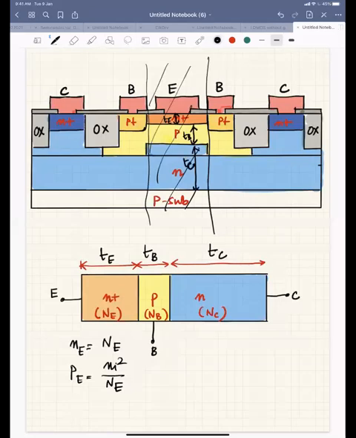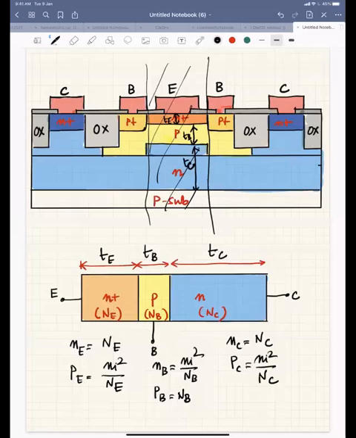Let's not use the word width like it is mentioned in the books, because many times it confuses the students. So now in the P side, I have Nb. Your electron concentration in the base is Ni square by Nb, and the hole concentration in the base is Nb. Similarly, your electron concentration in the collector is Nc, and the hole concentration in the collector is Ni square by Nc. This is a homojunction device, a silicon bipolar transistor, so Ni is the same. I know it will be around 10 to the power 10 per centimeter cube at room temperature.